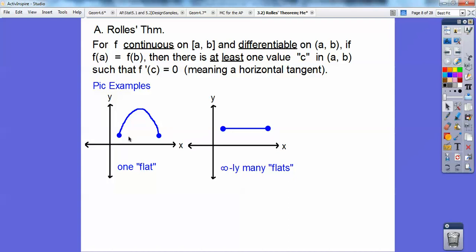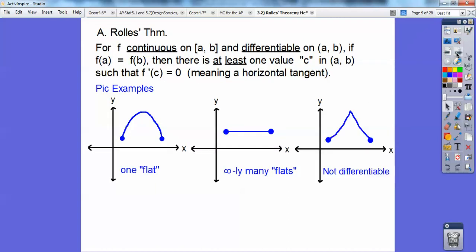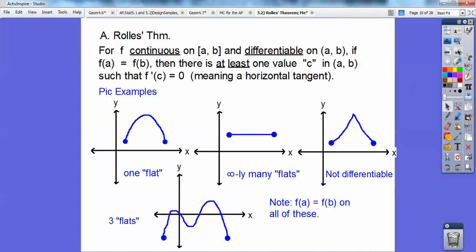So notice this is continuous and it's differentiable. So here's f of a that equals f of b, and so there's infinitely many flats on that closed interval right there. Okay, this one is not differentiable right here. You can't take the derivative at a sharp point, so this one is not guaranteeing that there's a flat on there. And it doesn't have to be one flat or infinitely many flats. It could be more than one flat. Here's one that has three flats, one right there, and then one right there.